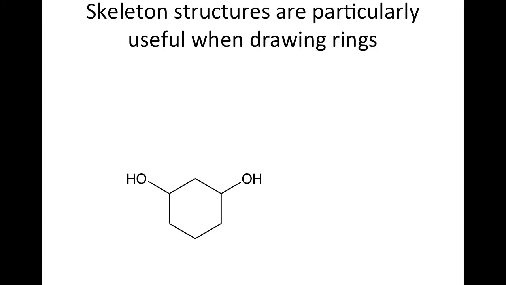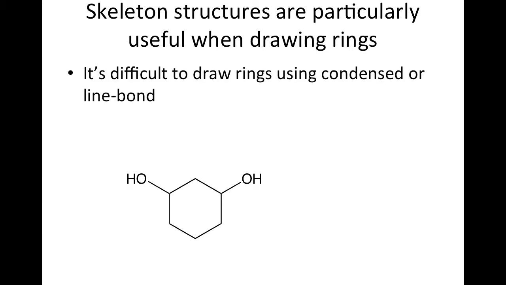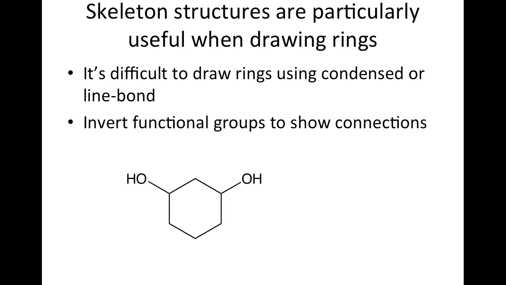Skeleton structures are particularly useful when you're drawing rings. If you try to draw a line bond structure or condensed structure of a ring, it gets messy pretty quickly. So it's difficult to draw those using the other forms, and often we'll invert functional groups to show connections.